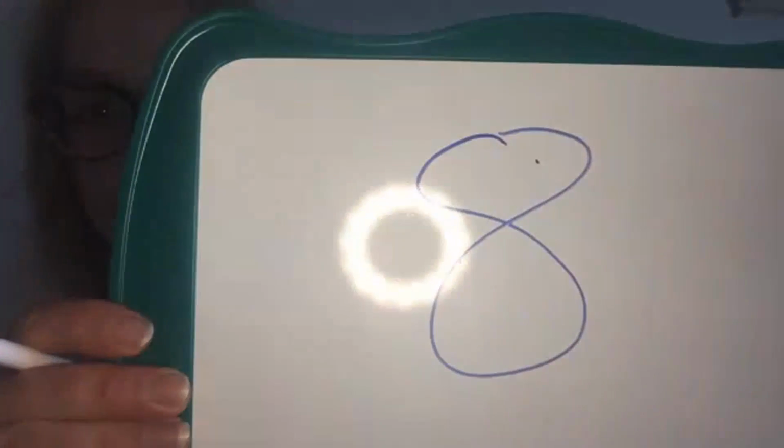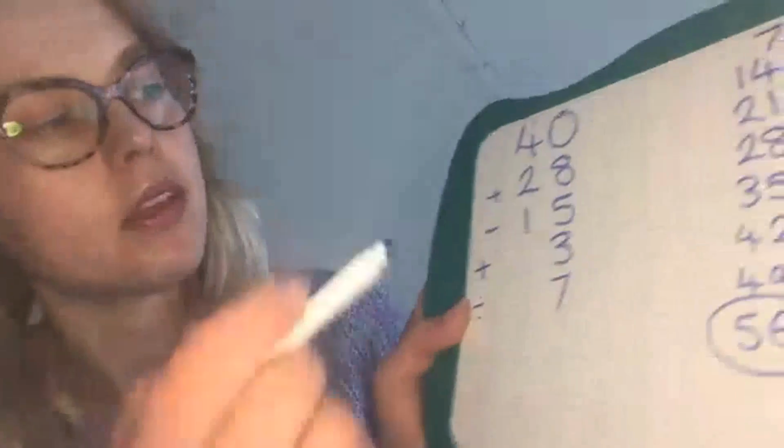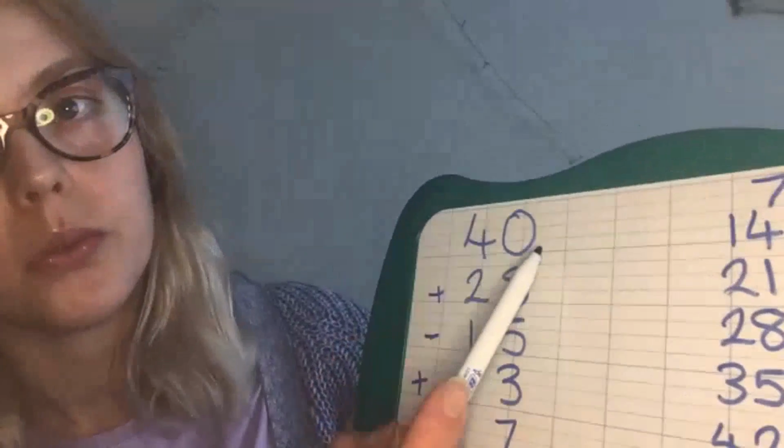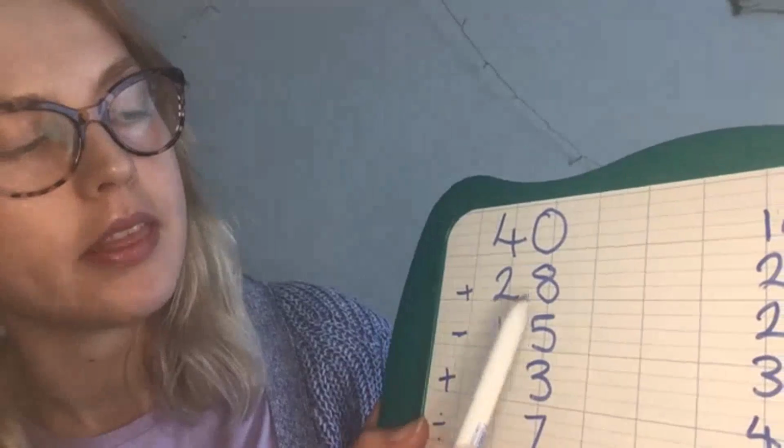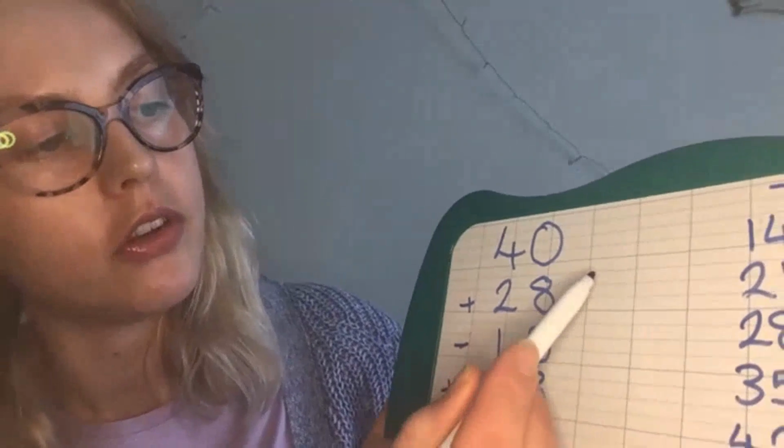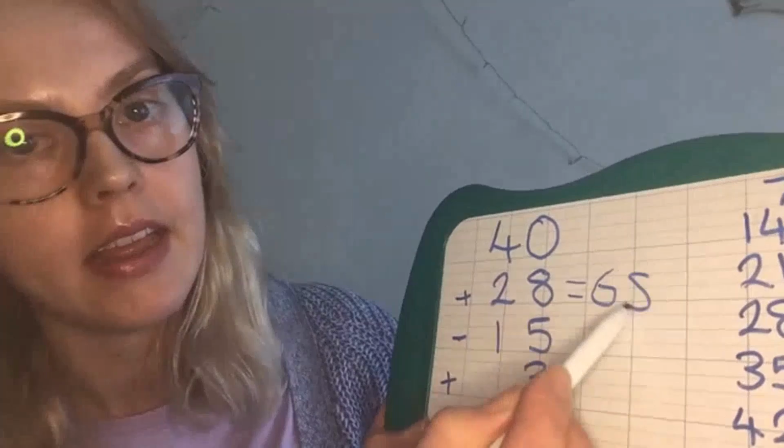Right, what did you get? Hopefully you got the same answer as me, which is the number 8. Right, so I'll talk this through with you quickly. Your starting number was 40. You are asked to add 28 to this number, so you should have got a new number, 68.